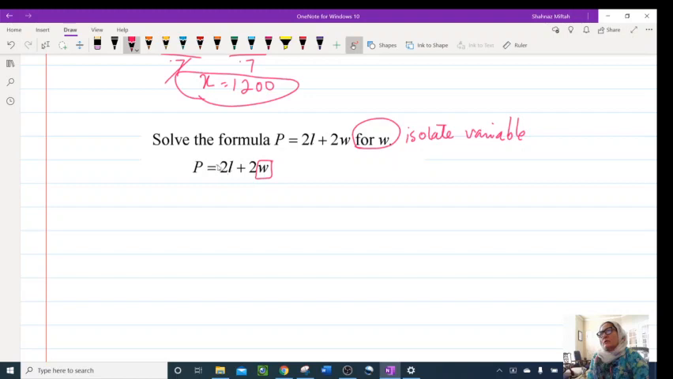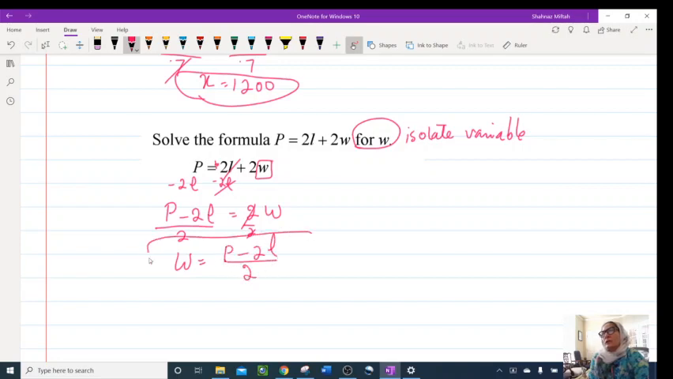First get rid of this. Since this is adding, then I have to subtract 2L. I have to subtract 2L. They cancel out. I'm left with P minus 2L. And you know 2L and P are not like terms. We can't do anything with them. 2W again. Now you can divide, and that division goes everywhere. So my W is P minus 2L divided by 2, and I isolated my W and I solved for W.